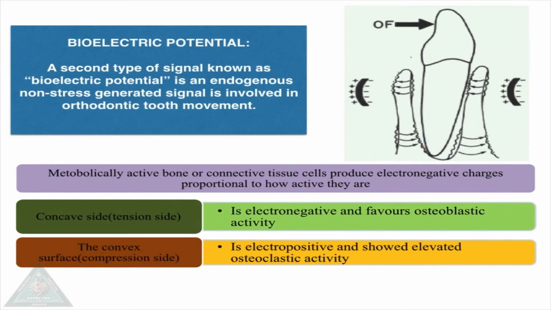Bioelectric potential. A second type of signal known as bioelectric potential is an endogenous non-stress generated signal. It is involved in orthodontic tooth movement. Metabolically active bone or connective tissue cells produce electronegative charges proportional to how active they are. The concave side, that is the tension side, is electronegative and favors osteoblastic activity. The convex side or the compression side is electropositive and showed elevated osteoclastic activity.